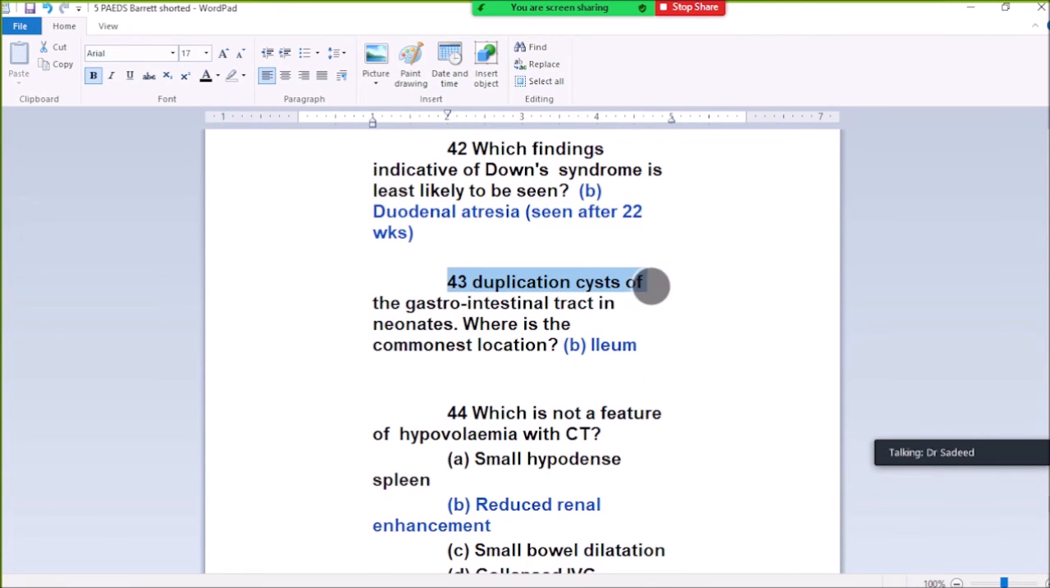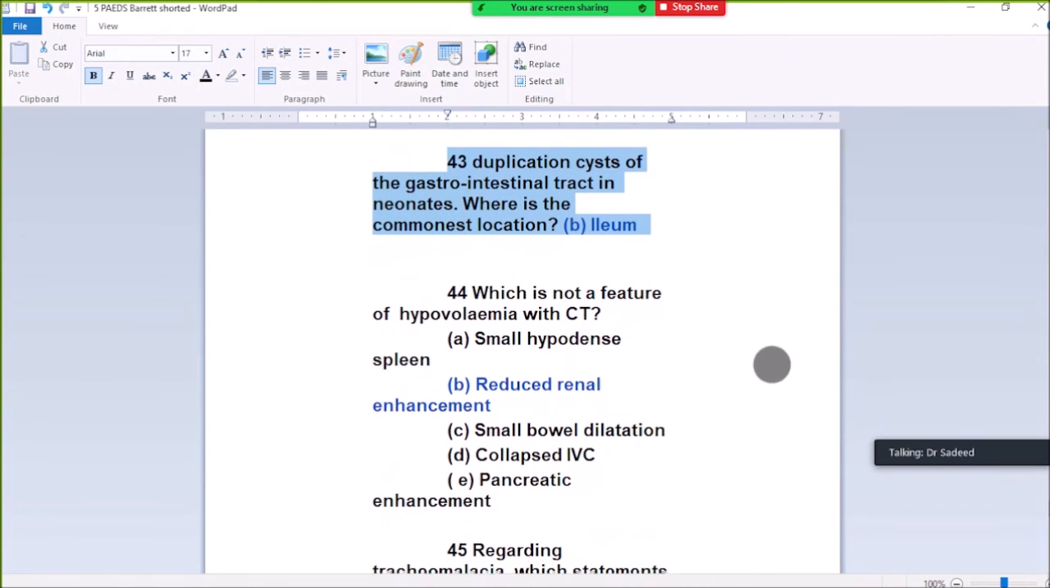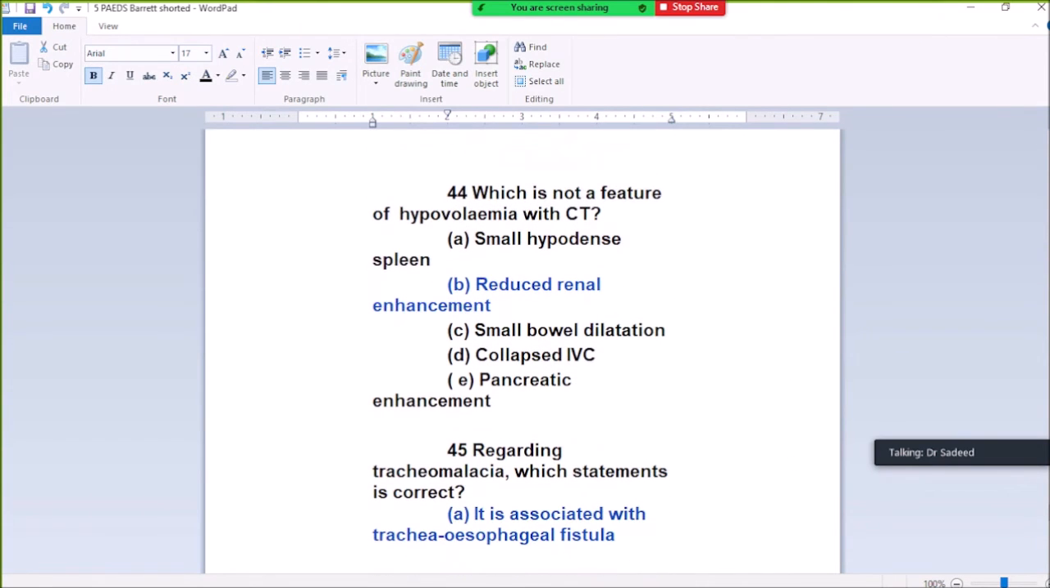43. Duplication cyst of the gastrointestinal tract in neonates. Where is the common location? Ileum. 44. Which is not a feature of hypovolemia on CT? Reduced renal enhancement is not seen with hypovolemia on CT. All the rest are seen with hypovolemia: small hyperdense spleen, small bowel dilatation, collapsed IVC, and pancreatic enhancement, but not reduced renal enhancement.